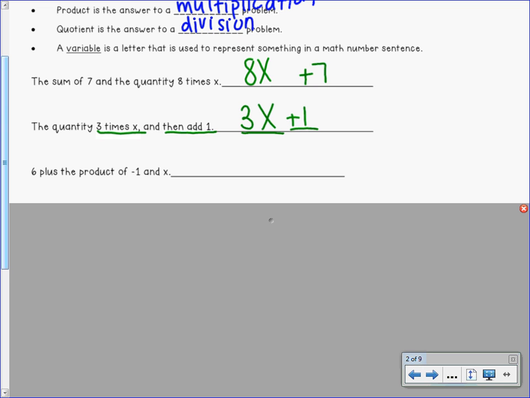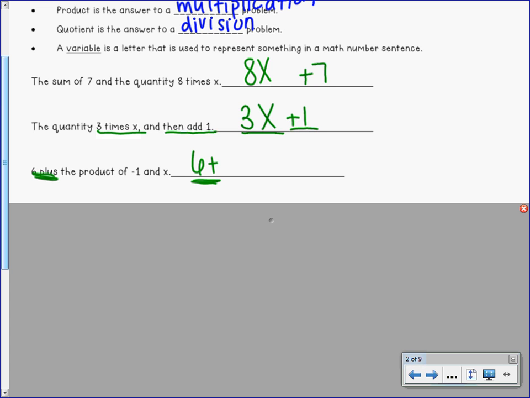Okay, 6 plus the product of negative 1 and x. So who can think of even part of it? You don't have to have the whole thing. What do you think, Lincoln? What could part of it be? Put 6 and then an addition sign. Okay, so there's my 6 plus. And then a negative 1 and then x after.